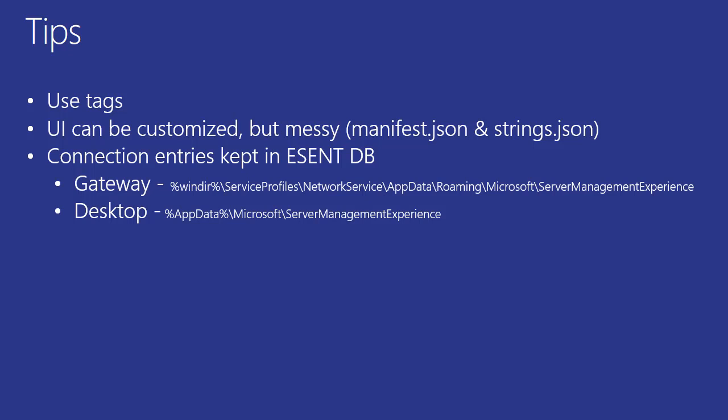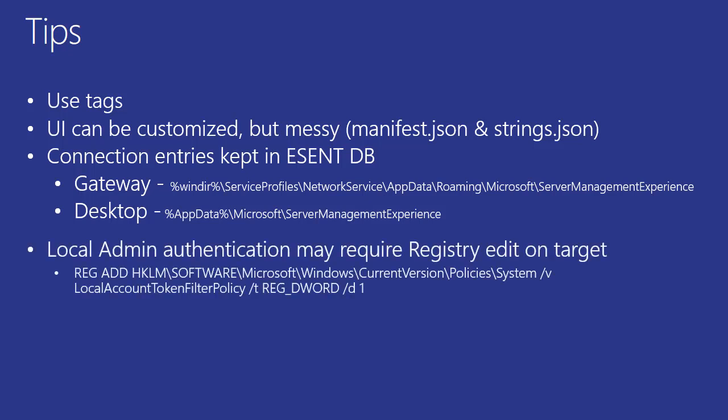And this makes everything run much smoother and much easier. So you can actually look at those databases. Here are the locations for both the gateway and the desktop install. Local administrator authentication may require a registry edit on the target. That's usually when you're actually opening up the gateway. So you're connecting to the server instance that's running the gateway, and then you open up a browser on there to connect to Project Honolulu.